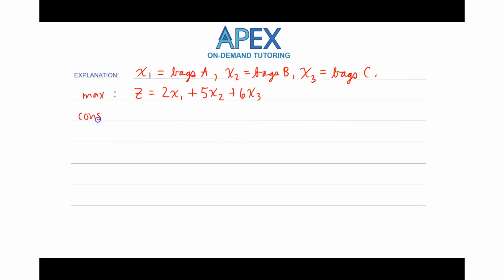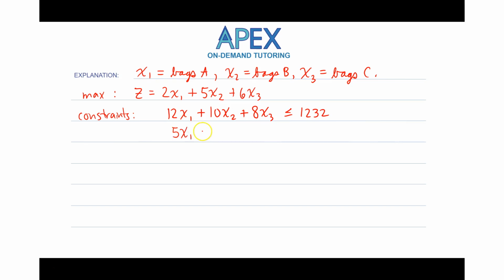And the constraints that we are given is that we know that we have a certain amount of peat, so bag A will give us 12 pounds of peat per bag. Bag B is 10 pounds, and bag C is 8 pounds, and the total amount of peat is less than or equal to 1,232 pounds.